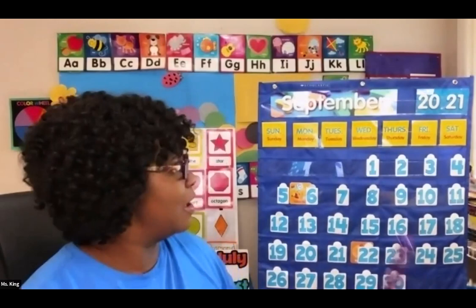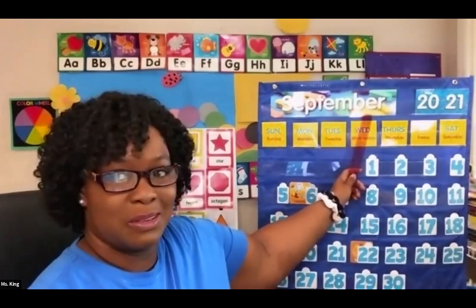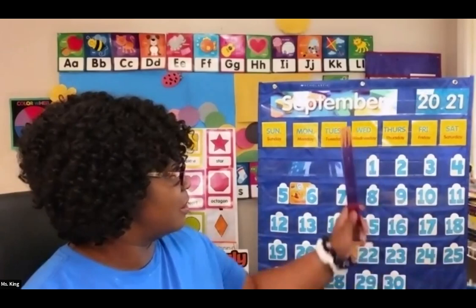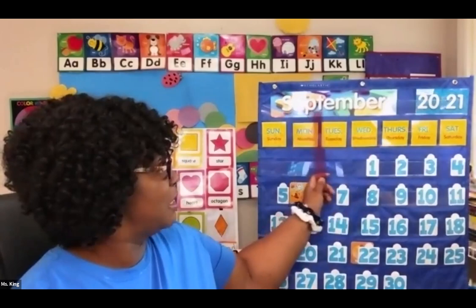Let's say it all together. Today is Wednesday, September 1st. Because 1 means the first day. Number one means the first. All right, let's say it again. Wednesday, good job. September 1st. All right, Wednesday, September 1st. Let's put a circle on the first.